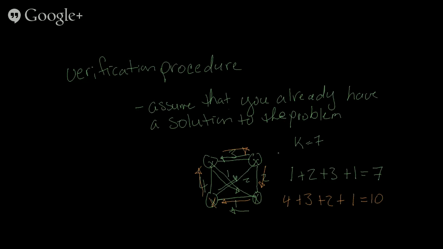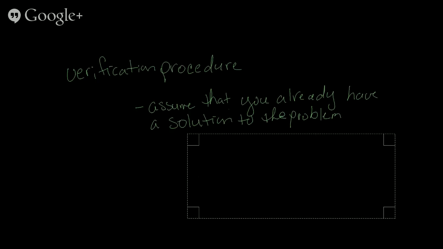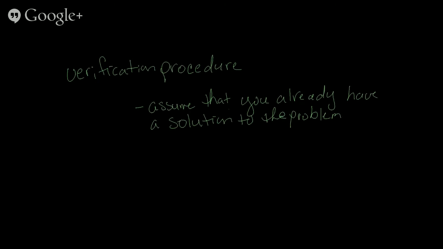So basically, you are simply writing pseudocode for a machine that takes in a potential solution to the problem like this, and it either says true if that solution actually is a solution to the problem, or it says false if the solution is wrong in some way. That's all we're asking you to do. So you're going to assume that you already have a solution to the problem.